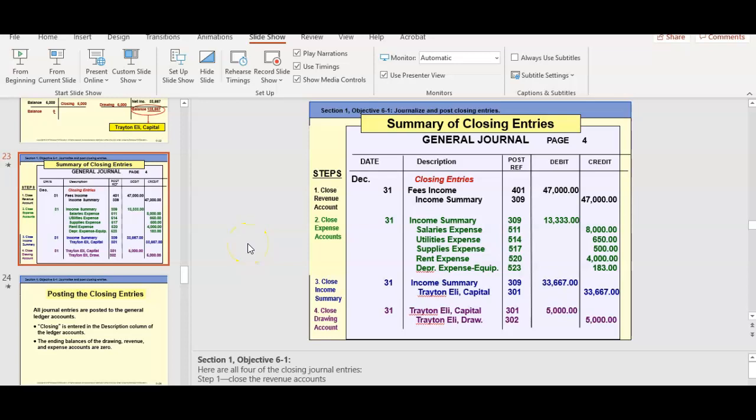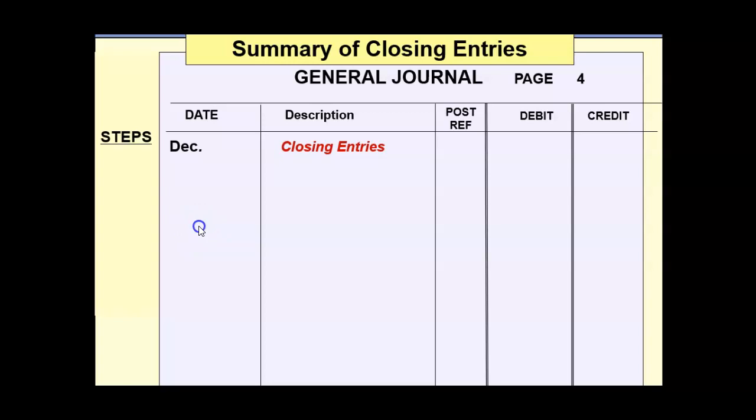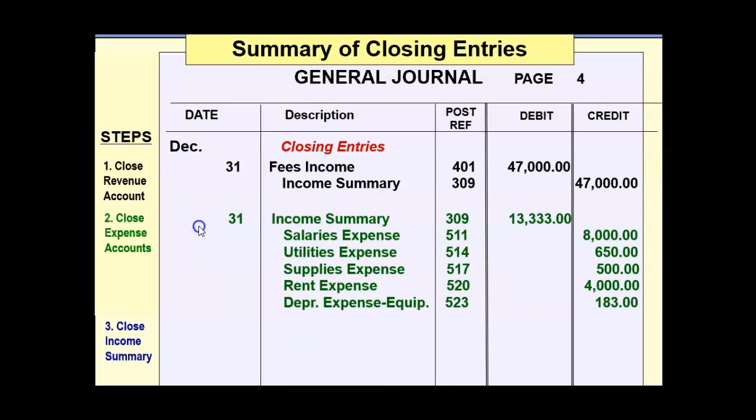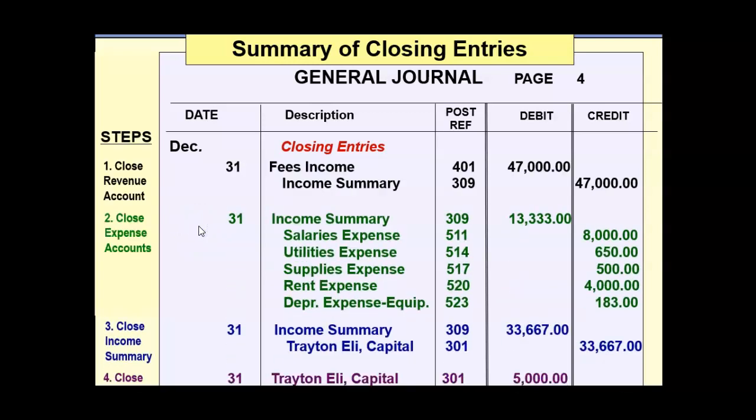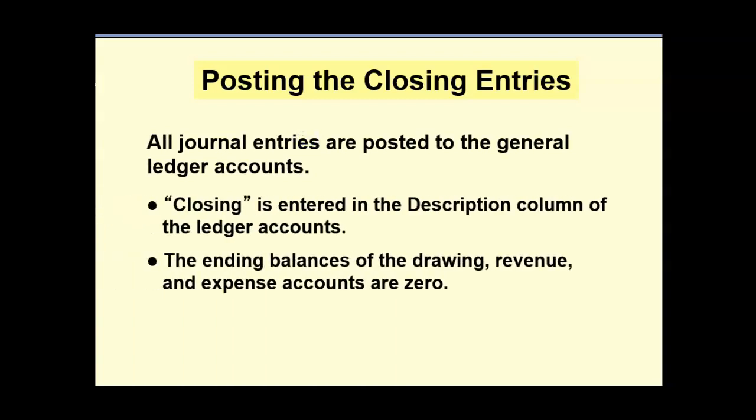Now that we have gone through the four steps of the closing entry process, the next step is to post the closing entries into the appropriate ledger accounts. When you are posting the closing entries into the ledger account, we're going to write the word closing in the description column of each ledger account.